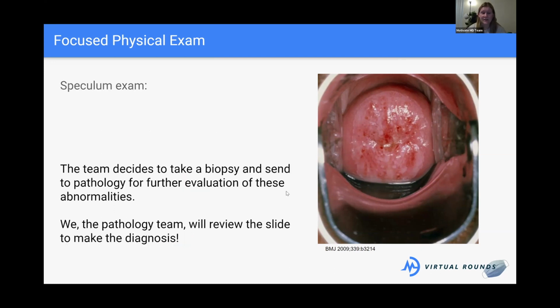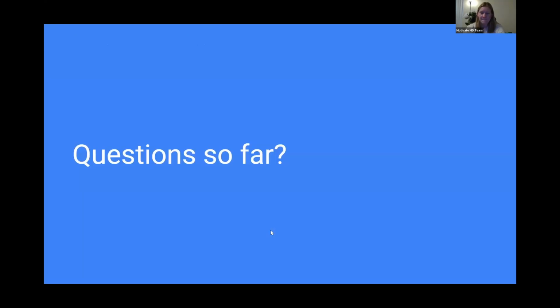So the OBGYN team decides to take a biopsy and send these for pathology for further evaluation. And then now, since we're the pathology team, we're going to work on reviewing the slide to make a diagnosis. So like I said, we're going to come back to the assessment and plan at the end of the lesson so we can work through our patient's actual slide together. Do we have any questions about the patient case so far?